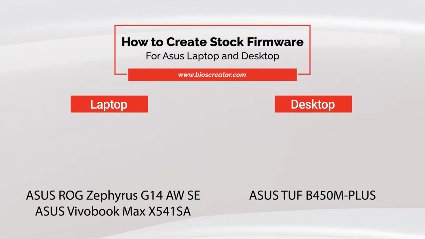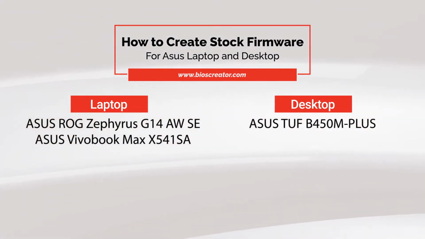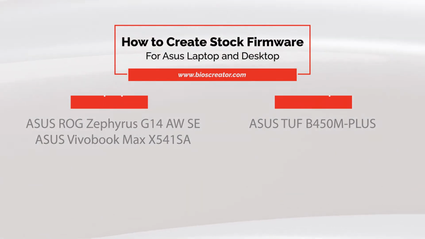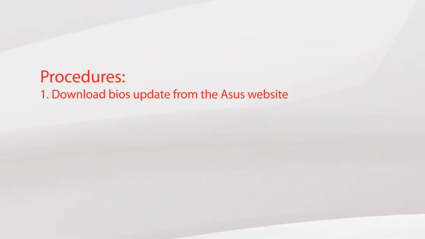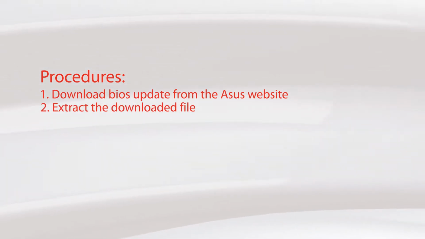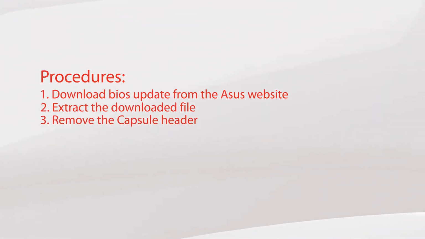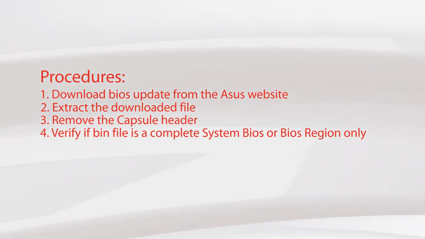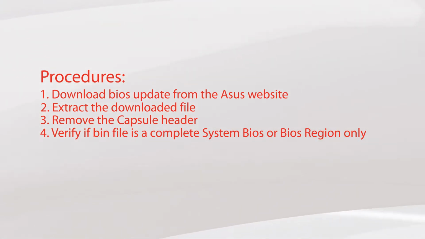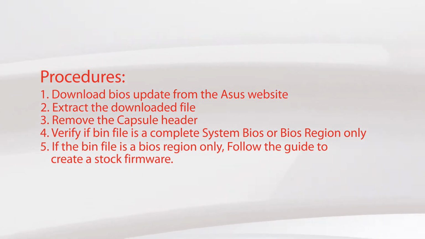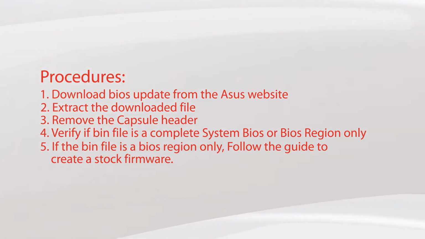Today, we are going to create stock firmware for Asus laptop and Asus desktop. To accomplish this, we are going to do 5 different tasks. 1. Download BIOS update from the Asus website. 2. Extract the downloaded file. 3. Remove capsule header. 4. Verify if the bin file is a complete system BIOS or BIOS region only. 5. If the bin file is a BIOS region only, follow the guide to create a stock firmware.